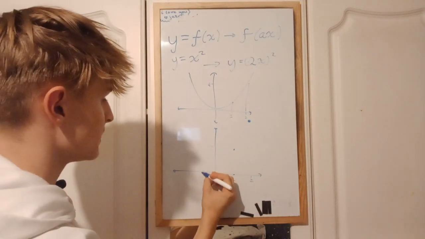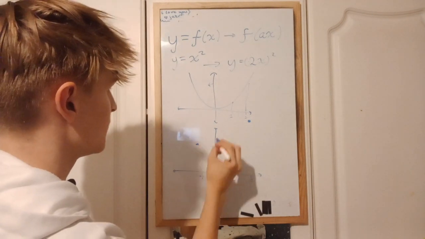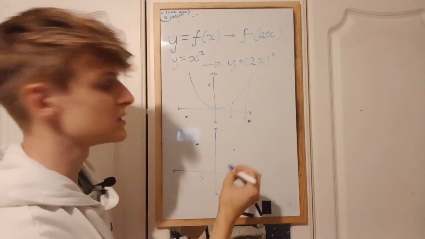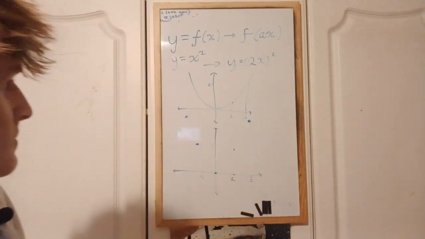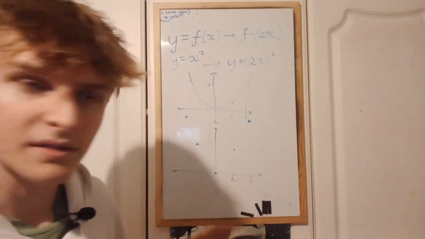Right, now let's consider negative 1. Negative 1 will be the same story as 1, which will be outputs of 4, and so will negative 2, and 0 will still be 0. Now let's connect the lines and see what's happened.